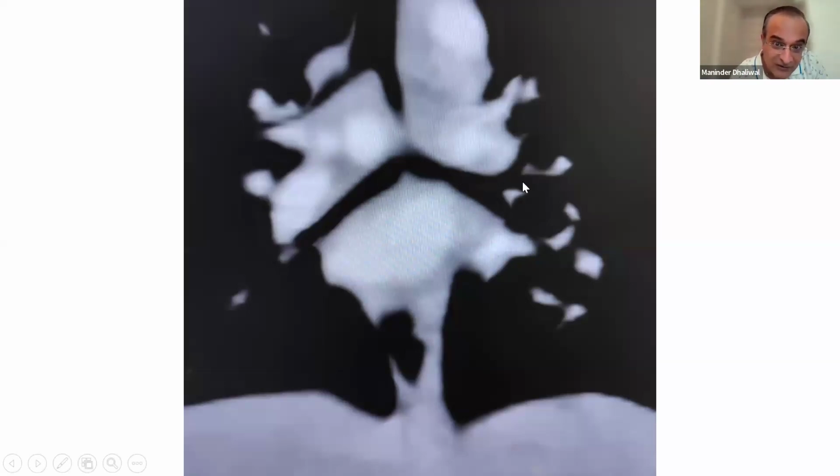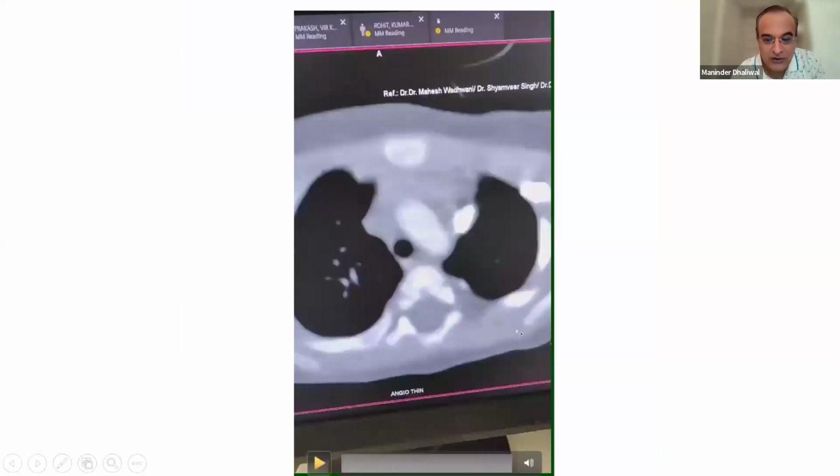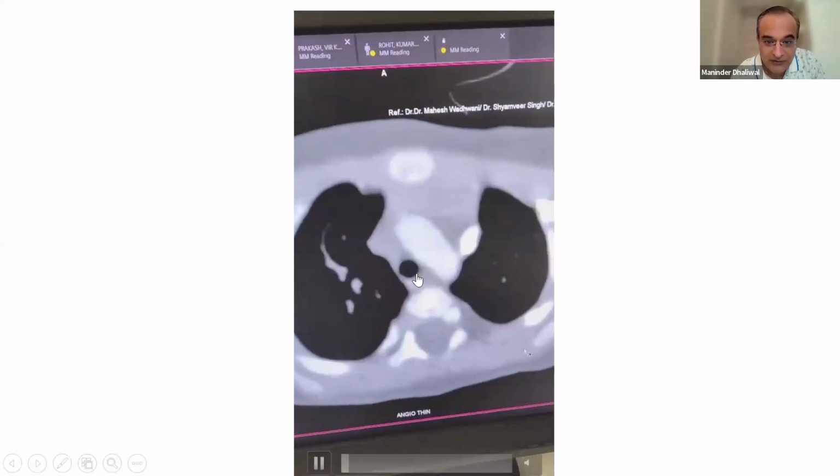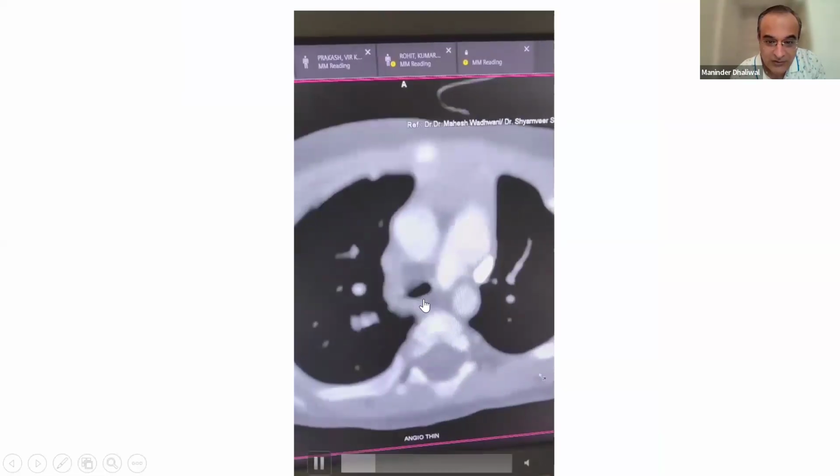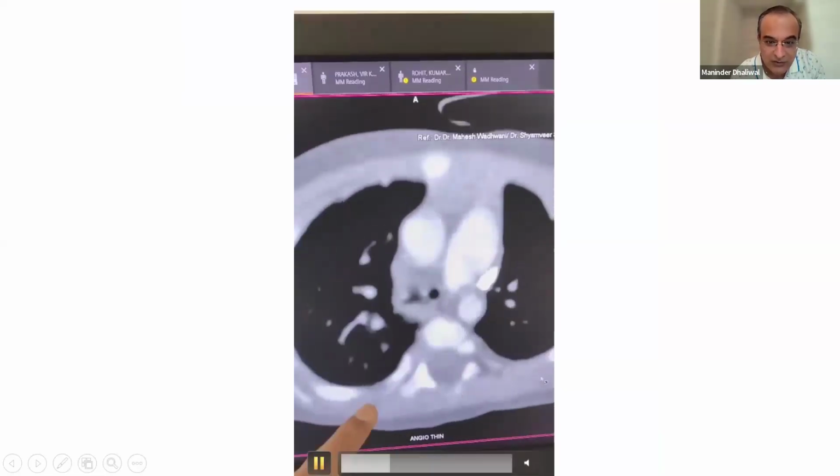So this is the right main stem, this is the left main stem, and one bronchus going from the top. This is called a pig bronchus. This is the anomalous origin of bronchus. Now, if we follow this video, if we go from the top, this is the trachea. We are going down, we are going down, and we can see the bifurcation over here.